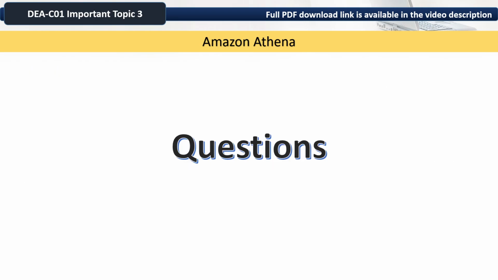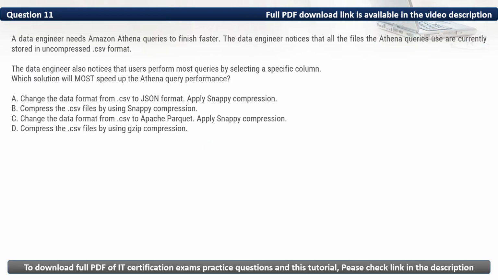Now to the questions related to the same topic. Question 11. A data engineer needs Amazon Athena queries to finish faster. The data engineer notices that all the files Athena queries use are currently stored in uncompressed .csv format. The data engineer also notices that users perform most queries by selecting a specific column. Which solution will most speed up the Athena query performance?